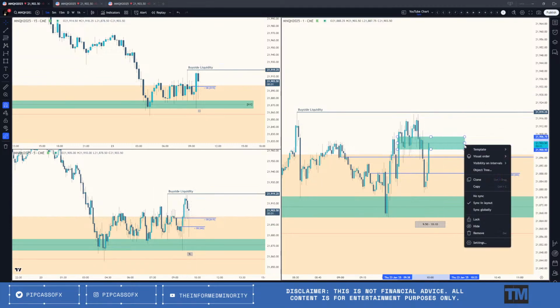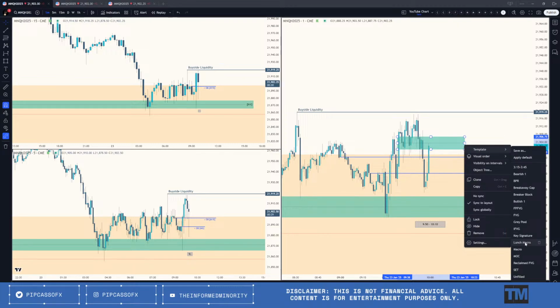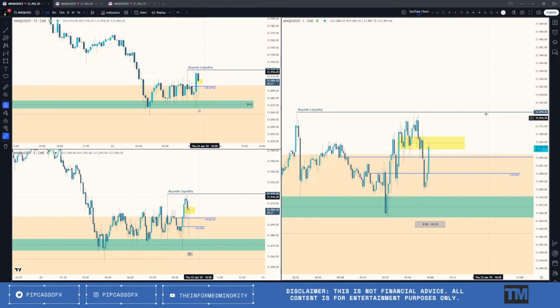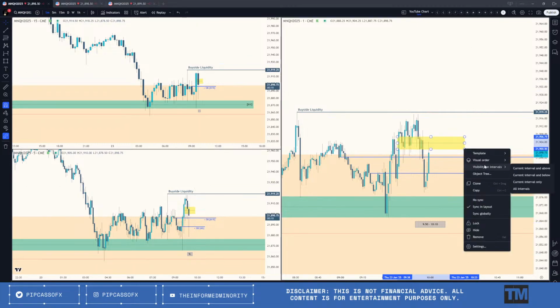But again, this is the first presented fair value gap. I do like my key signatures in yellow. It's a nice reaction away. Again, we failed to close below the consequent encroachment of the new week opening gap. So, yeah. Oh, let me put this on this time frame only.